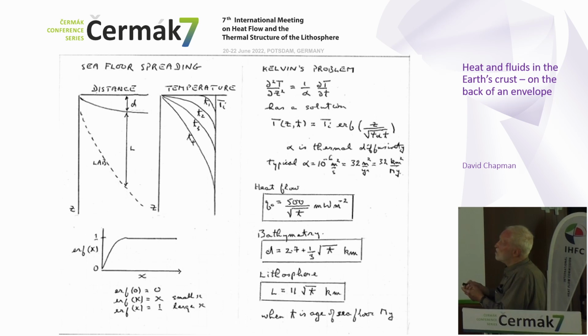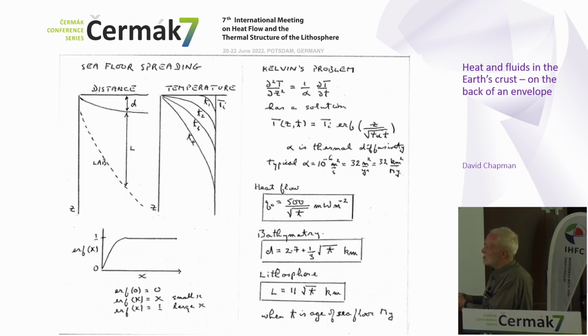If you track bathymetry between the initial state and some state and multiply by an expansion coefficient and add in the isostatic loading for seawater, you get bathymetry is 2.7 plus 1/3 the square root of age. So when age is 0, that's the depth of water on a mid-ocean ridge. And when t is 81 million years, to make the square root 9, and 9 over 3 is 3, this makes it 5.7. That's the abyssal plain. And then finally, if you track the lithosphere thickness, it's simply 11 square root of time.